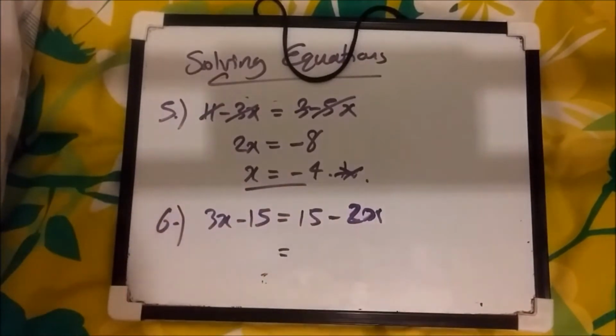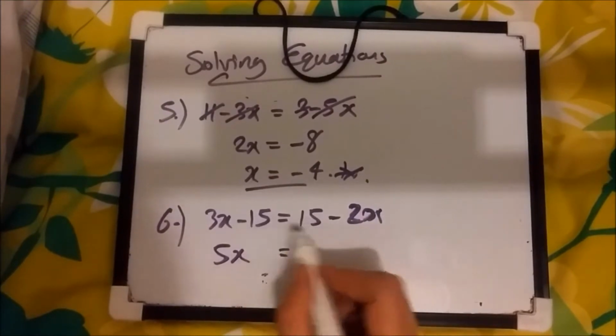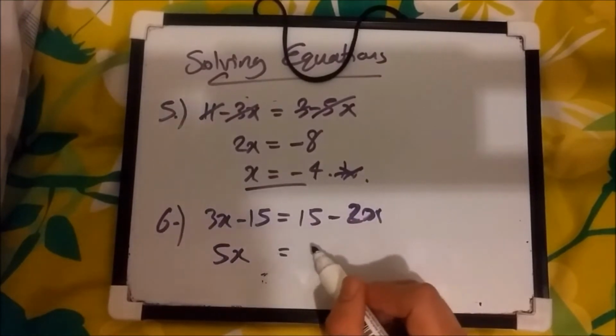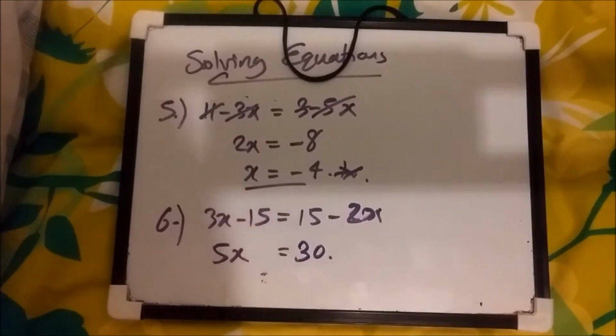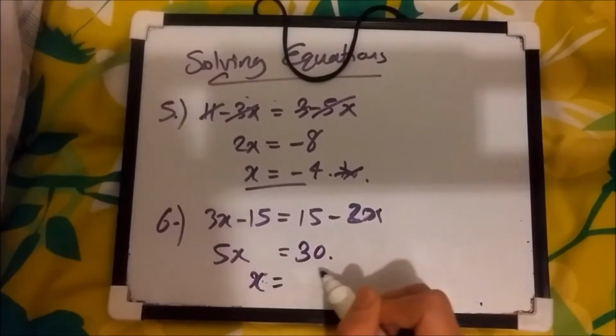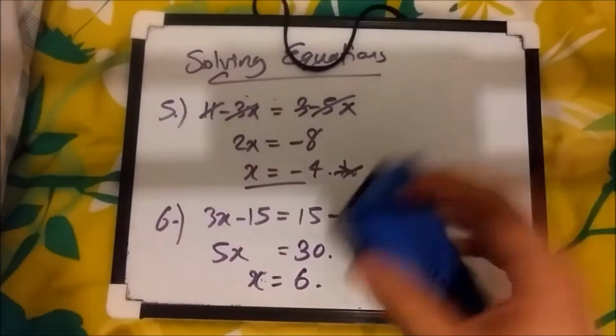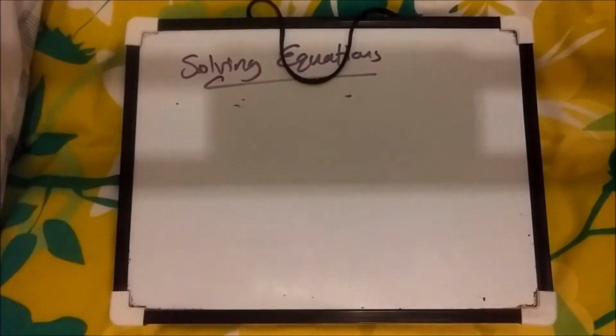So this one, same process. This is minus 2x, so add 2x across. So you get 5x minus 15. Add 15 to get rid of it. So 15 plus 15 is 30. And lastly, divorce the 5, divide by 5, 30 over 5 is 6, again just like the question. Cool. Alright, moving on.